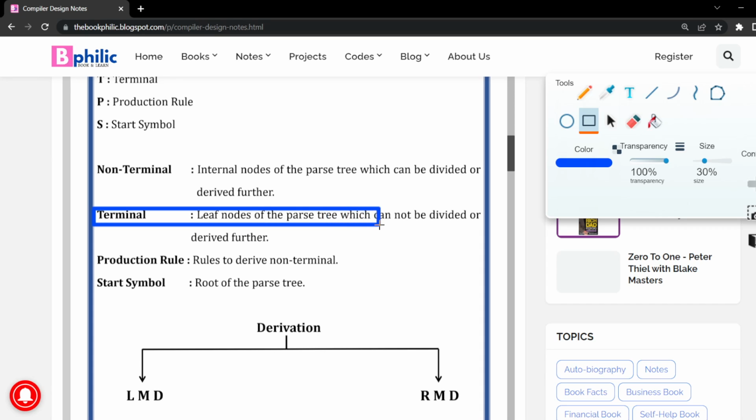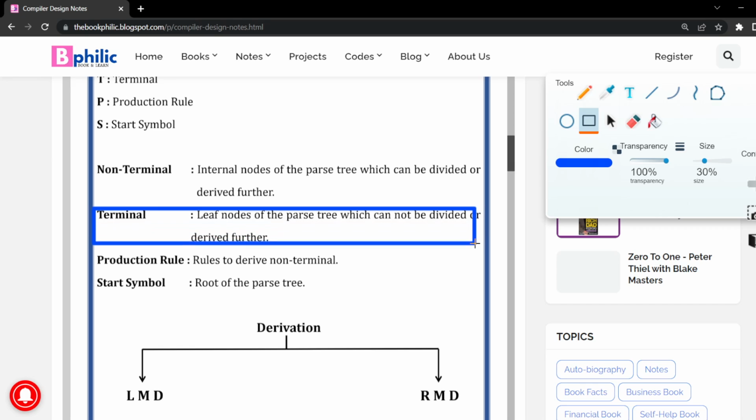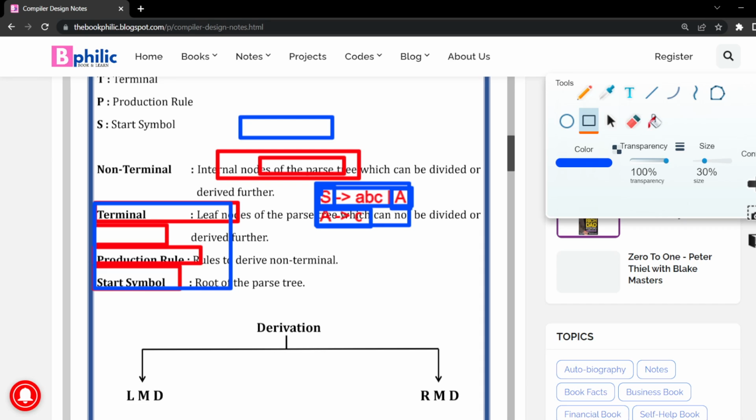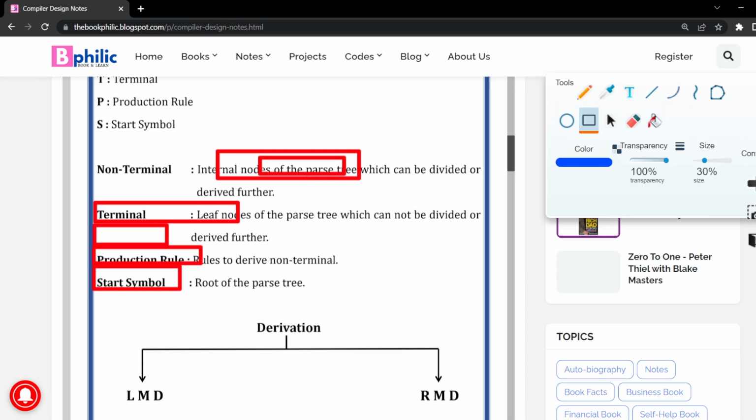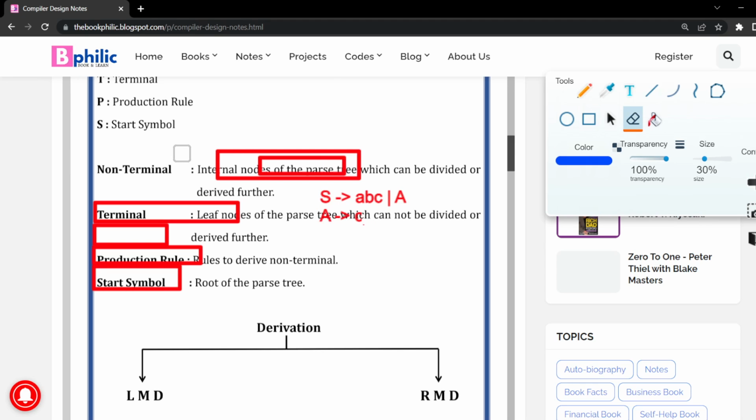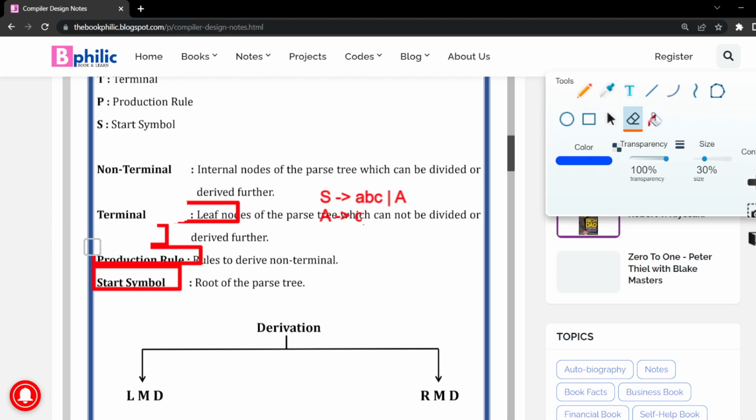Leaf nodes of the parse tree cannot be divided further. In the previous example, capital A derives small c. I hope you can see it. Capital A derives small c. Let us erase these messy things first, so that you can understand properly. These are the shortest notes that I can write or type, and you can also note them in your notes in order to make yourself understand.